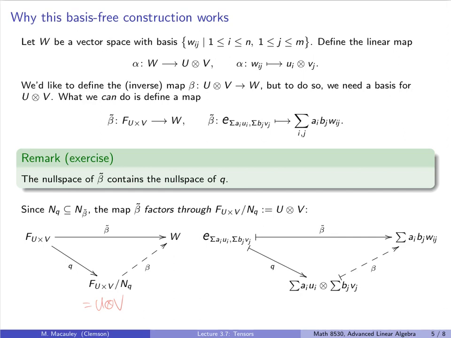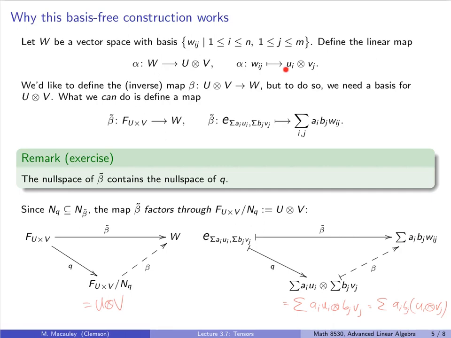remember, I think this is slightly different than how I wrote it above. This is equal to the sum of AI UI tensor BJ VJ, which if you prefer is the sum of AI BJ times UI tensor VJ. All of these are the same. And how do we define this map beta? Well, we take the preimage of this. This thing goes up here, and then we apply beta tilde, and it gets sent here. And so that means that, yes, we actually do have a well-defined map that sends this element down here, however you want to write it, up to the sum of AI BJ Wij.